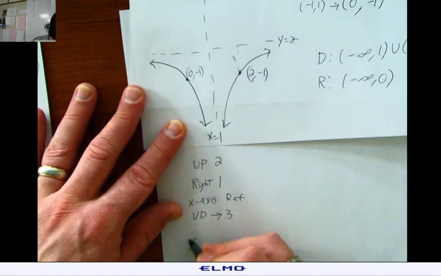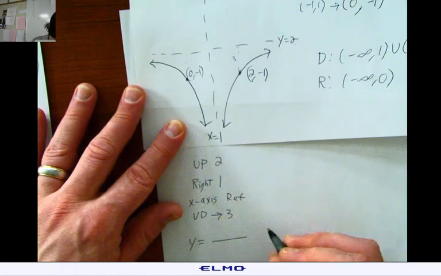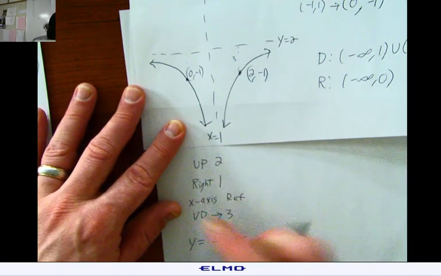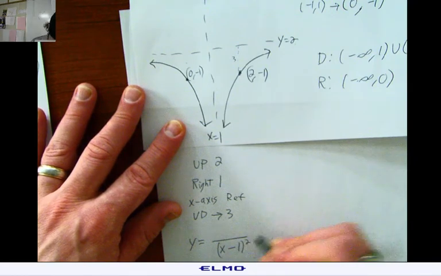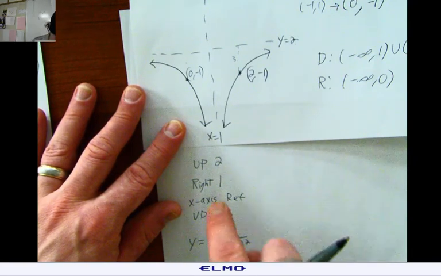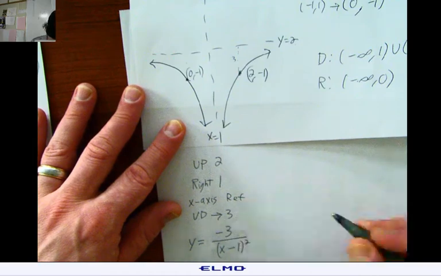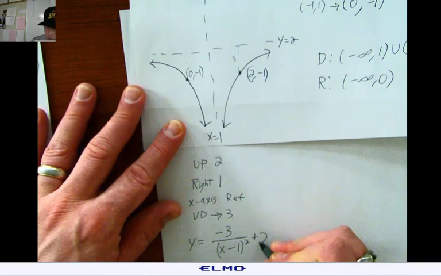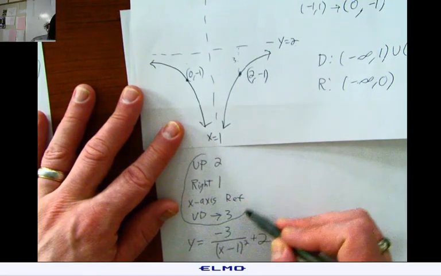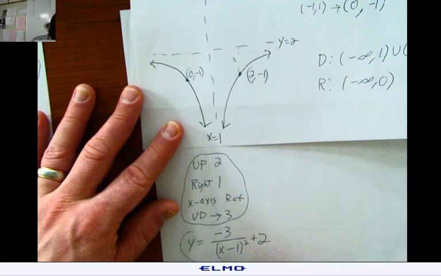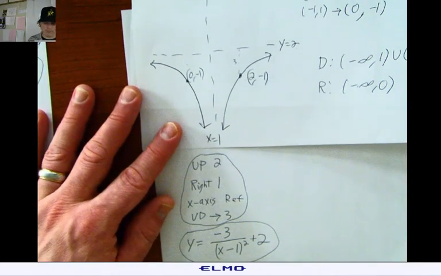Which means our equation, and it's the 1 over x squared variety, so it's y equals, because of the right 1, x minus 1, quantity squared, vertical dilation by a factor of 3 with an x-axis reflection, so -3, and then up 2, so +2. So I've listed the transformations, which will be 1 point, and I've written out the equation, which would be a 2nd point.